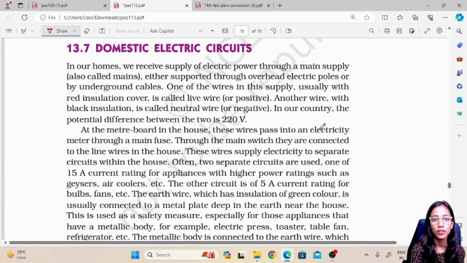The last part of the chapter is domestic electric circuits. Okay, how are electric circuits present inside our houses? First of all, there are two wires in our house systems. The red insulation cover is called a live wire and black insulation is called a neutral wire, and the potential difference between the two is 220 volts.